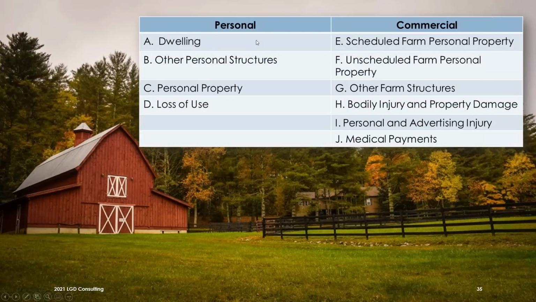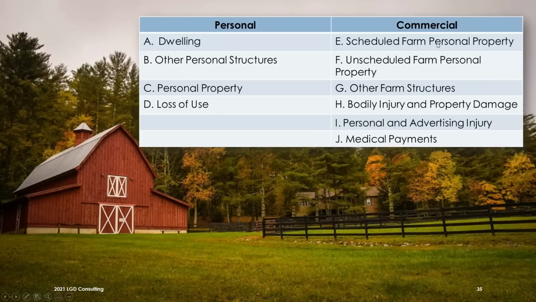So on the personal side, it covers the house, other structures, personal structures, your contents, personal property, and it covers loss of use. If your house burns down, you have money to stay at a hotel till they rebuild it. But then we've got the business.